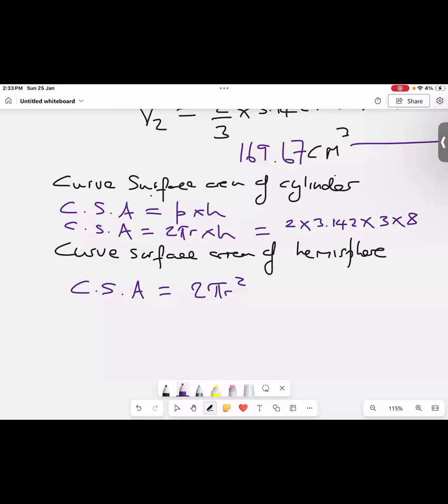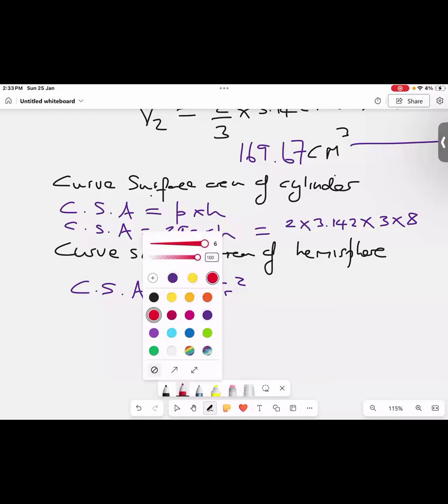150.82. How much you got? 150.82. Somebody can confirm that? Yes, sir. 150.82 centimeters squared.